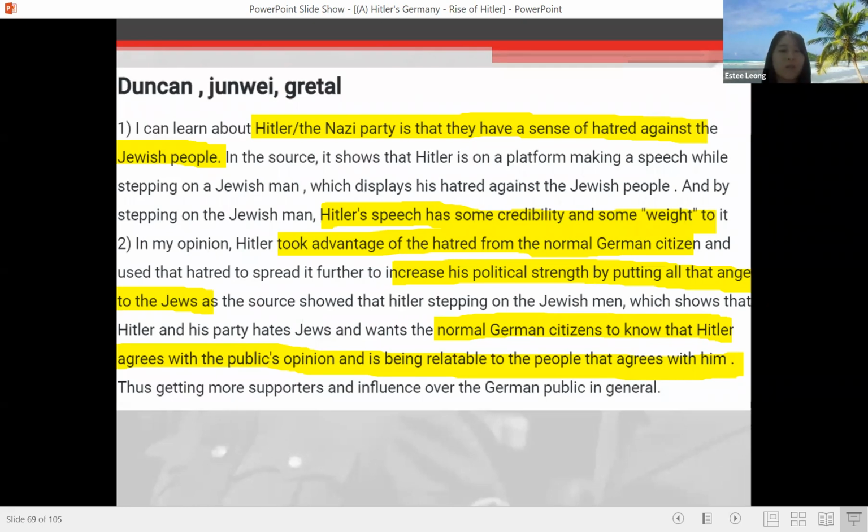And I would like to just emphasize here that it's not just about being relatable to the people that agree with him. This was something that a lot of German society believed in. They did not want the Jews to be in their society. They wanted the Jews out of their society, and this was something that the Nazi party truly and completely believed in. So it's not just that it's a popular bandwagon. It was something that the majority of German society believed in at that point in time.